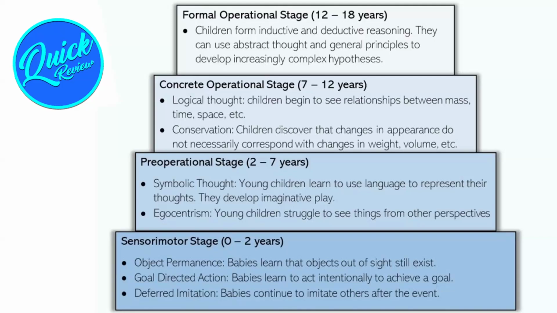Then we have the pre-operational stage, that is from 2 to 7 years. Here they have symbolic thought and egocentrism.